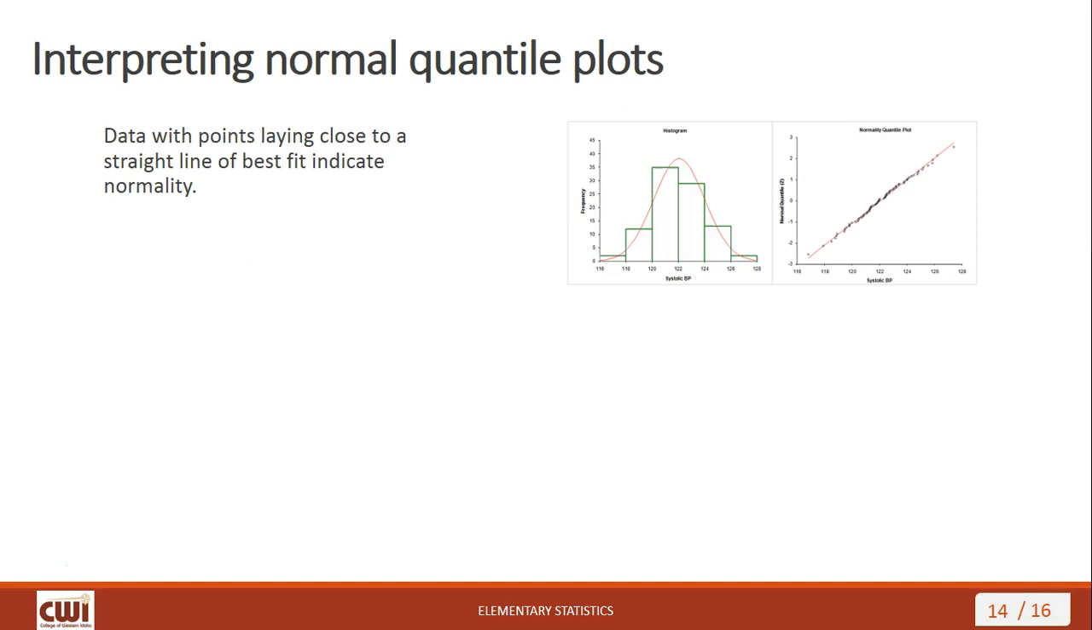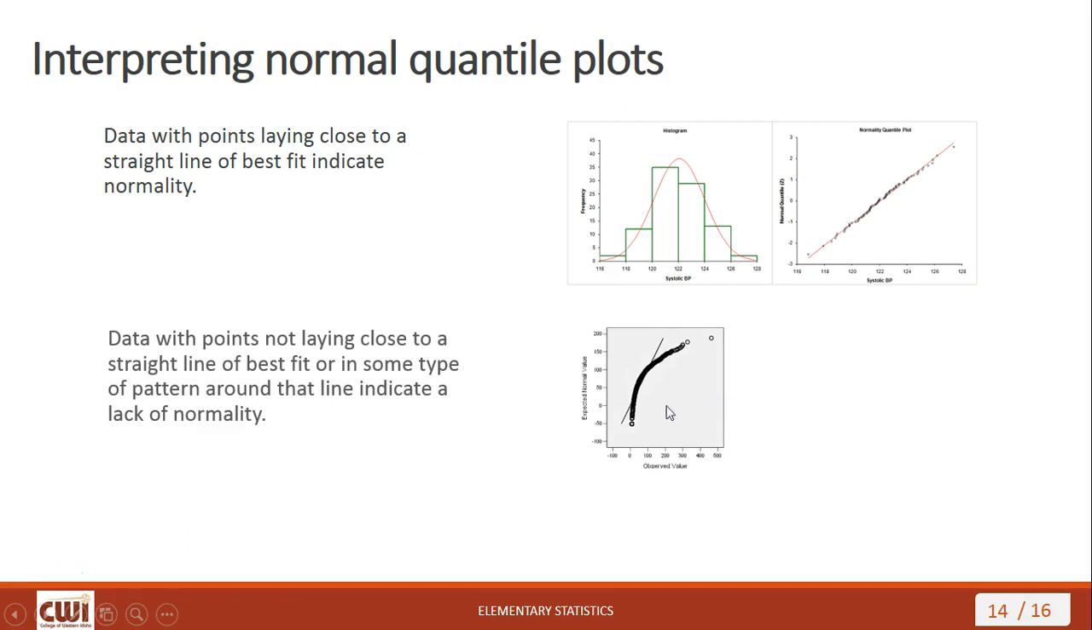Now, of course, there's numbers that are attached to this, but you can look at this and say pretty well that, yeah, those data points are lying pretty close to that line. Therefore, we're saying that our underlying distribution would fit a normal distribution.